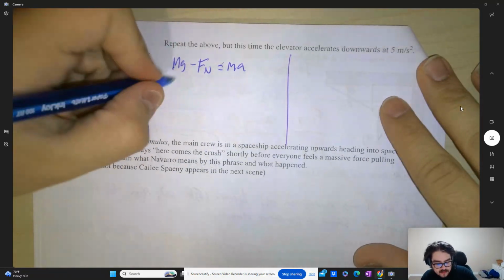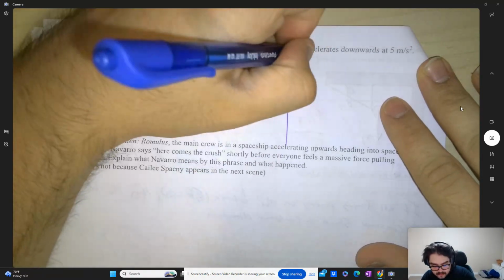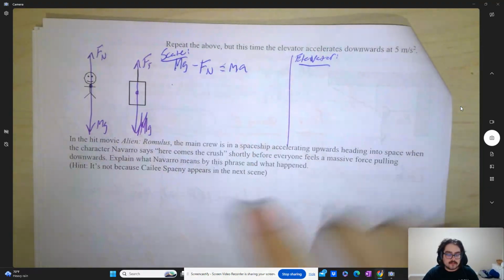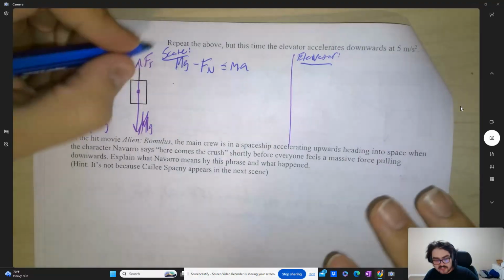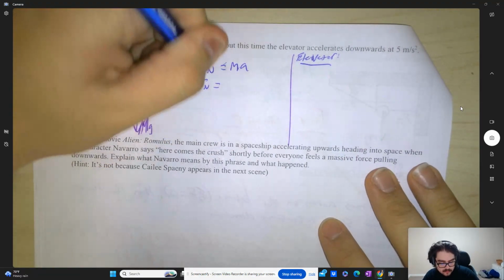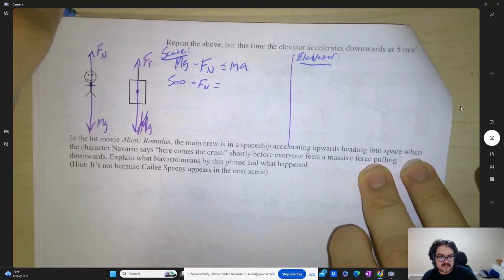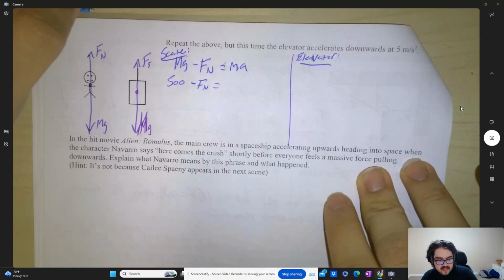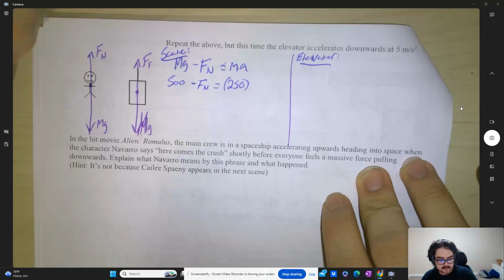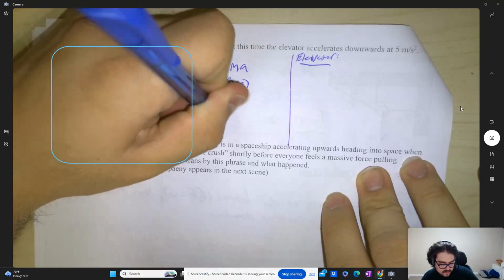So this is for the scale, and then the elevator goes over here. Now I'm going to do mg. We already got mg for the student, which is 500, minus the normal force equals m times a. So the mass of the student, which is 50, times 5 is going to give us 250. You should be able to figure out from there that the normal force is equal to 250 newtons.